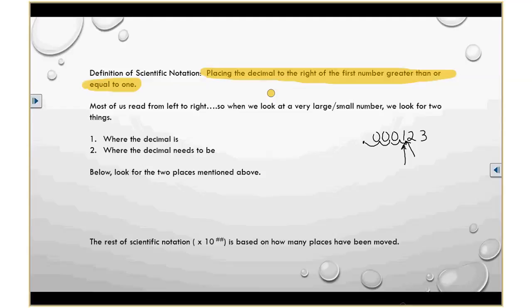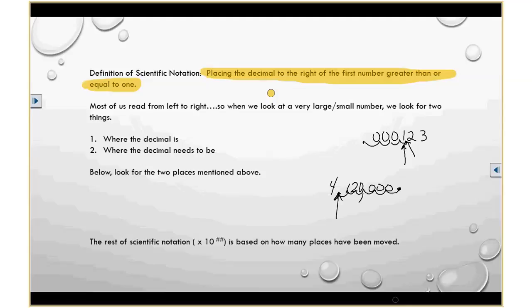What about a big number, Hubert? $4,120,000. Well, where is the decimal on a big number, on a whole number? It's at the end. Which way do we read? This is the first number, greater than or equal to 1. So we've got to move the decimal. 1, 2, 3, 4, 5, 6. Notice I said 6. I didn't say a sign. I just said 6. That's how we move the decimal.